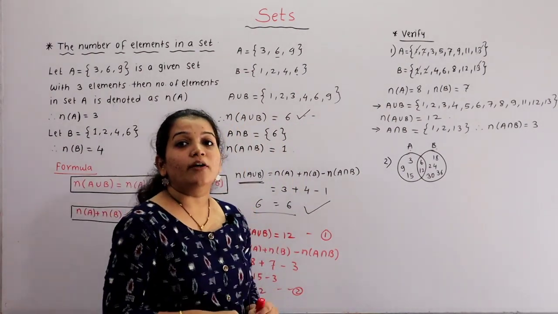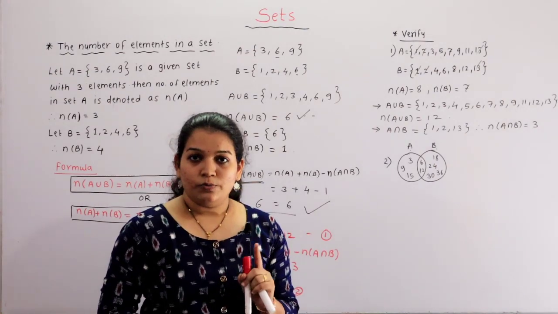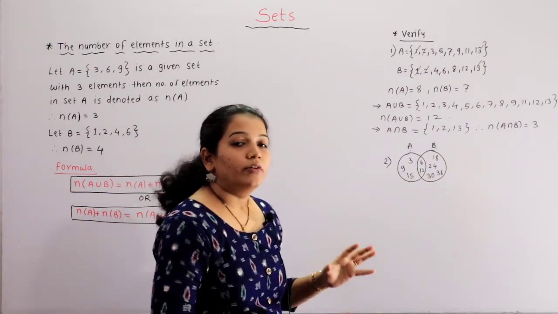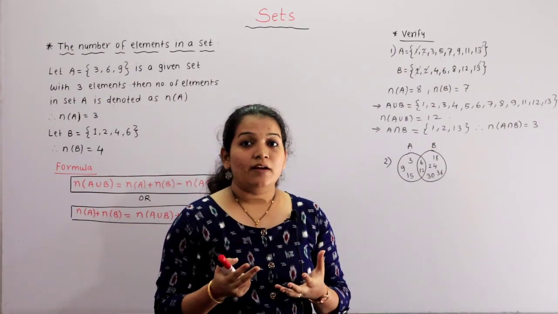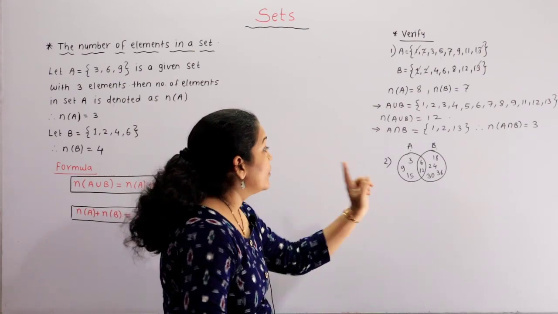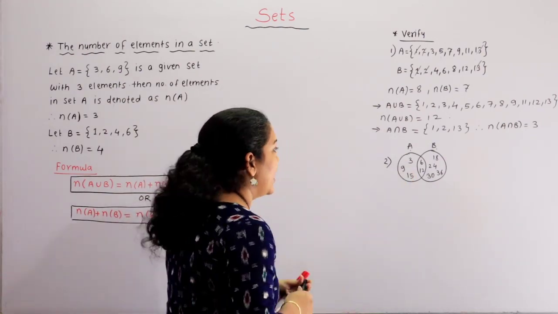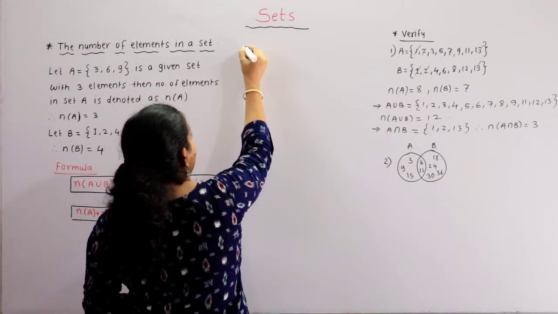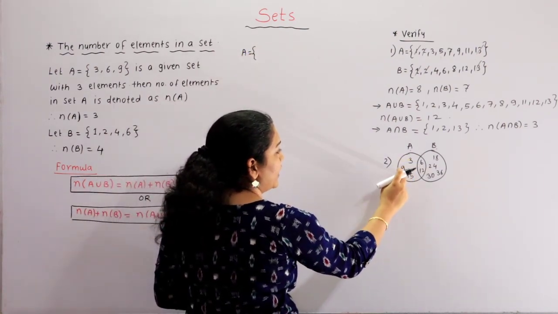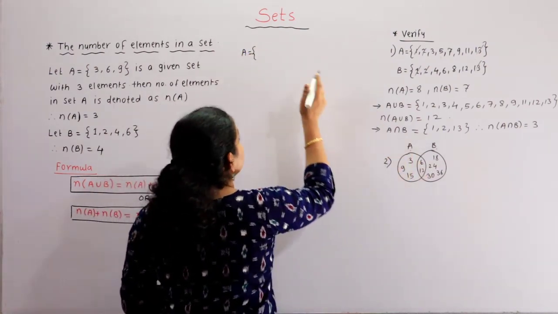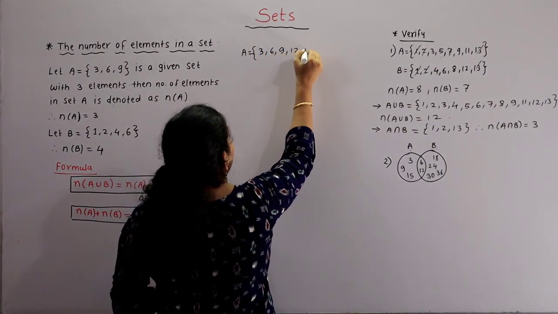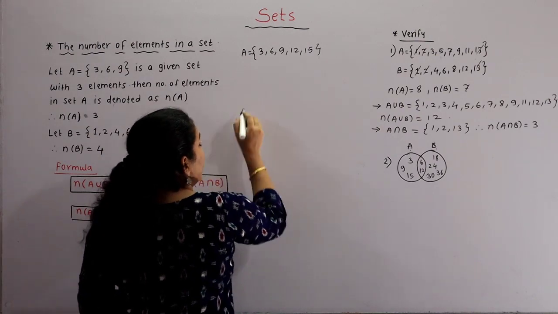You have to write all these things in your notebook, okay? Let's see the second example. The example is in Venn diagram format, so you have to write it in set format. A set क्या है? A में क्या क्या given है? 3, 9, 15, 12 and 6. So 3, 6, 9, 12, 15 is set A.